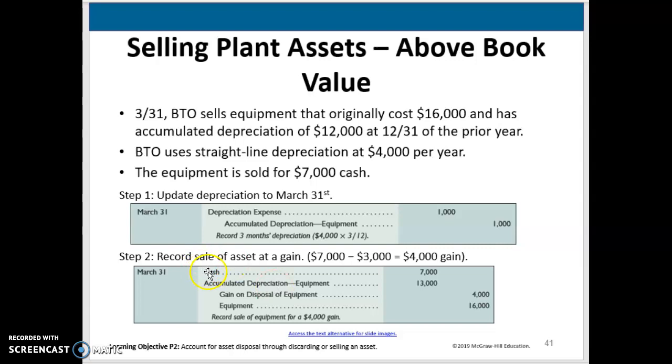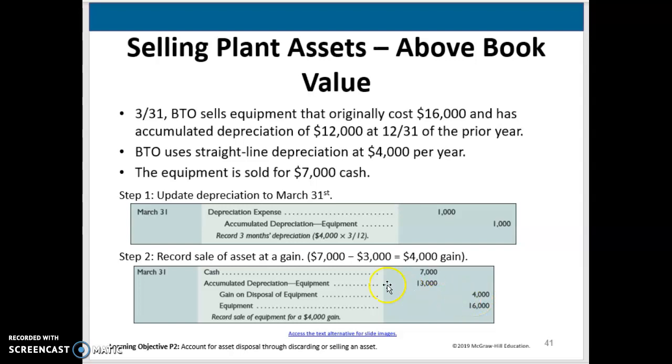entry, we're debiting cash for the amount of cash we received, which is $7,000. We're removing that accumulated depreciation for equipment for $13,000. We're removing the equipment for $6,000, and the amount of the gain is going to be $4,000.